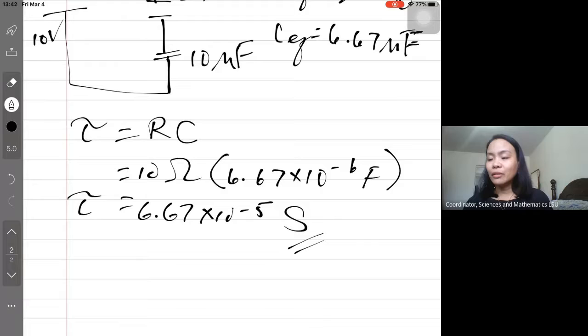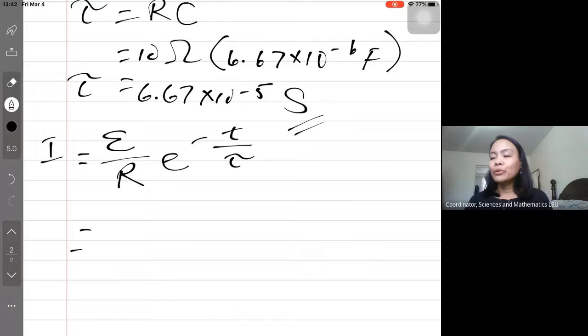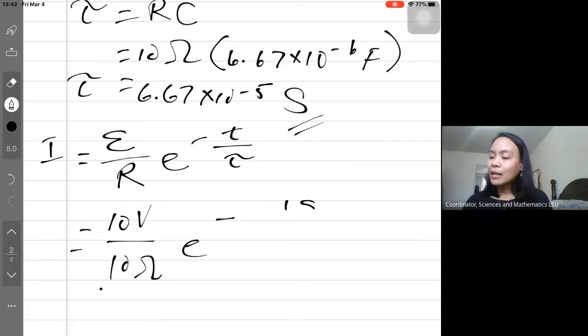All right, so using our formula, the current is equal to the voltage source over the resistance multiplied by e to the negative t over tau. Now our voltage source is 10 volts and our resistance is 10 ohms. E to the negative, our time is 1 second, and our tau is 6.67 times 10 to the negative 5 second.